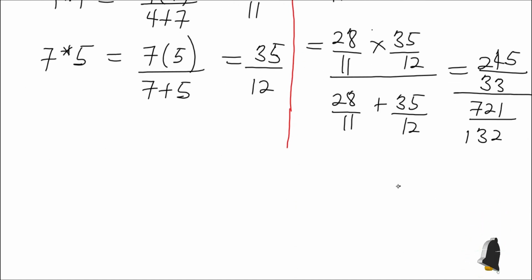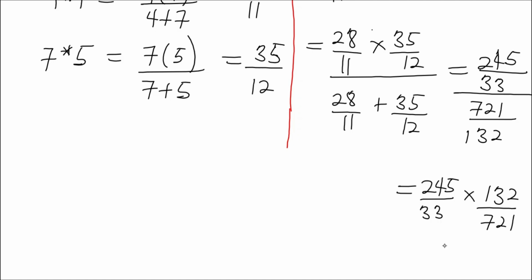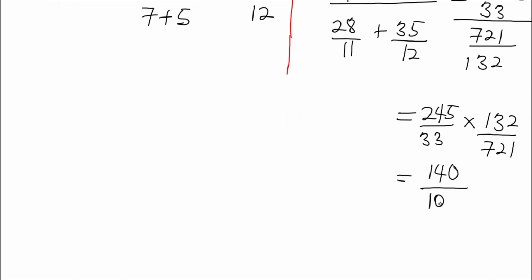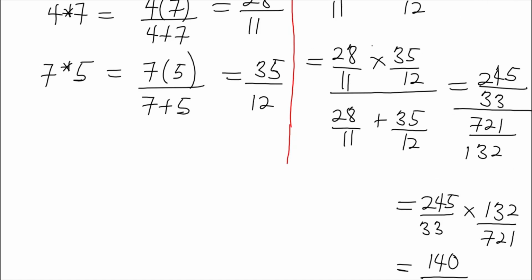When we reciprocate, we are going to have 245 on 33 multiplied by 132 on 721. At the end, when we multiply the numerator by numerator and the denominator by denominator, we have our answer 140 divided by 103. And that is our solution for the question above.